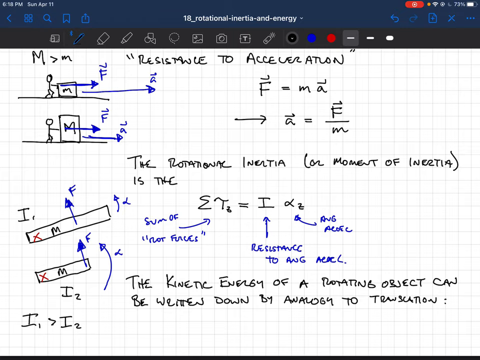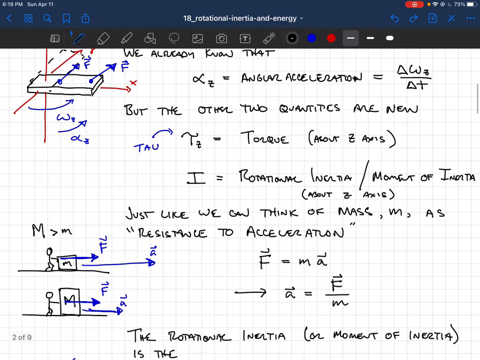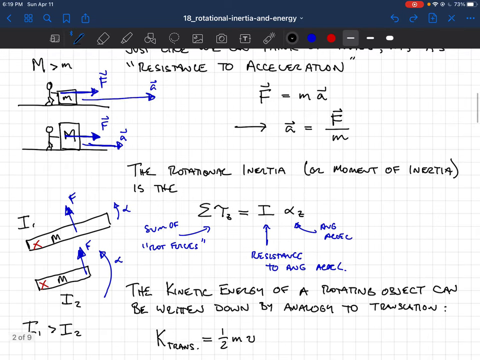And one last thing I want to say in this overview is that the kinetic energy of a rotating object can be just simply written down knowing the translational kinetic energy. So we call this the translational kinetic energy, 1/2 mv squared. We just make an analogy. Let me draw a squiggly arrow because it's not really a precise implication, but the rotational we can write by analogy as 1/2.